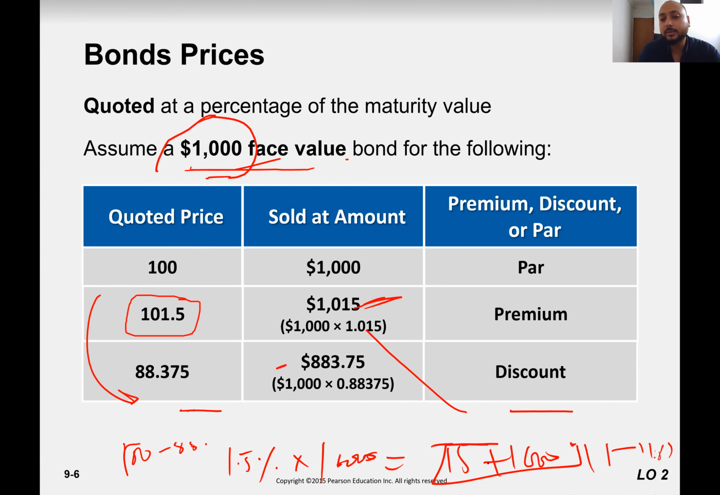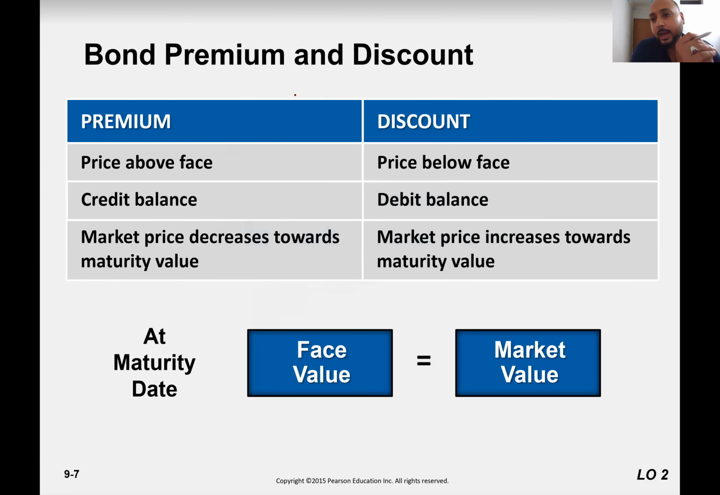11.6% multiplied by 1000, the answer is going to be this 88.375%. Or you just multiply this 1000 with the 88.375, you can get this 883.75. Remember, these are written in percentage form, right? Bond prices are quoted in percentage form, right? Now, so there are two.